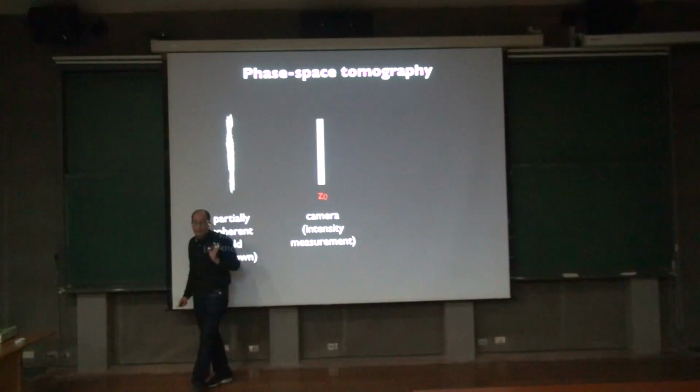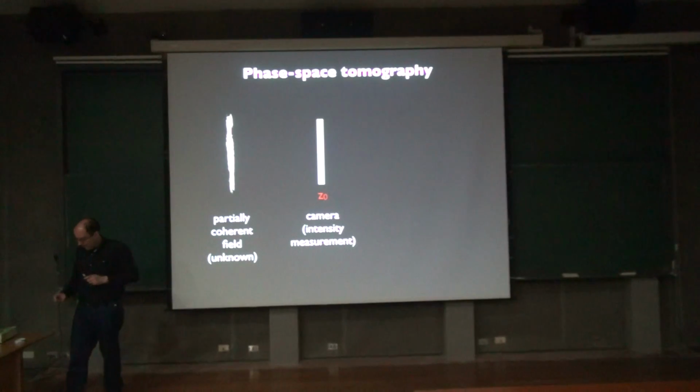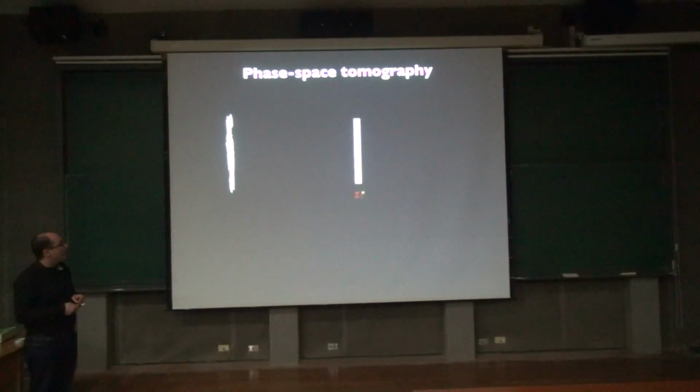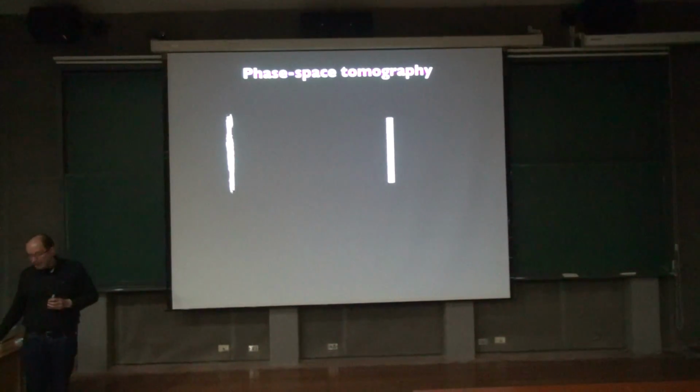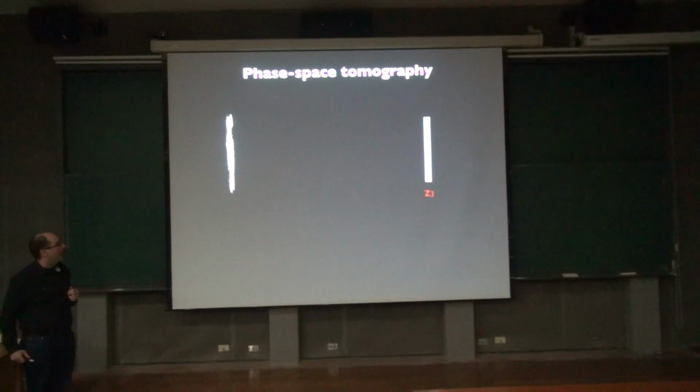Can I measure the coherence of the field? No, because it is lost. All I can measure is intensity. However, I can move the camera to another position, I can take one more intensity. And then I can move it again and take one more, and so on and so forth. I can do it many, many times, right?